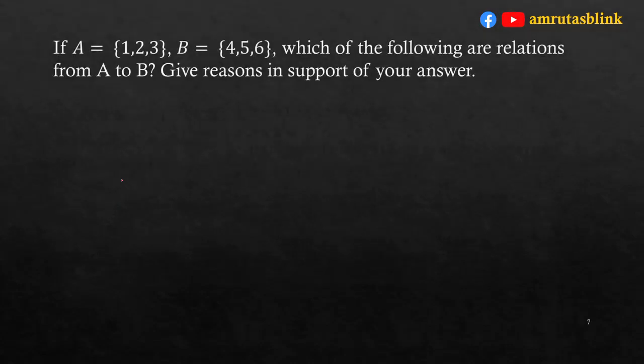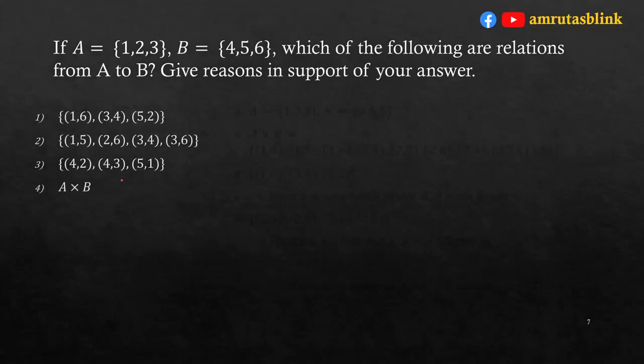Moving to next problem. If A is equal to {1, 2, 3} and B is equal to {4, 5, 6}, which of the following are relations from A to B? Give reasons to support your answer. First is {(1, 6), (3, 4), (5, 2)}, second is {(1, 5), (2, 6), (3, 4), (3, 6)}. Then third one is {(4, 2), (4, 3), (5, 1)} and fourth is A Cartesian product B.